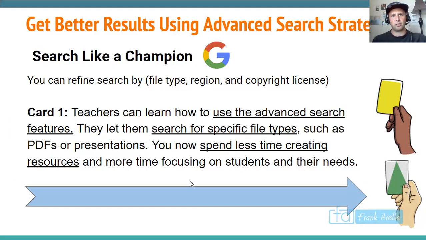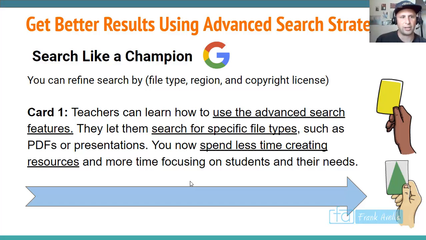All right, so get better results using advanced search strategy. Search like a champion. You can refine your Google search. You can search by file type, region, copyright, license. Again, you have to watch that video on Google because it'll show you right where advanced search is. You type something up, and I think it's right at the bottom by the right. That video will prepare you for all this.